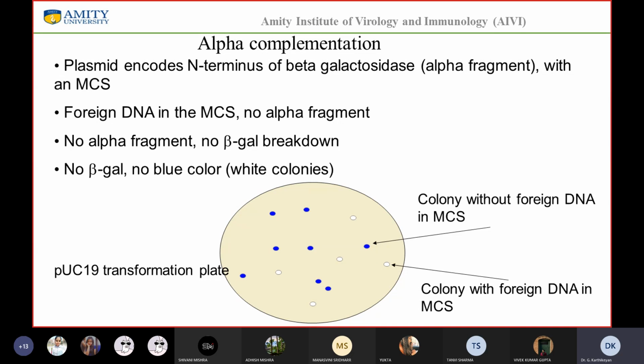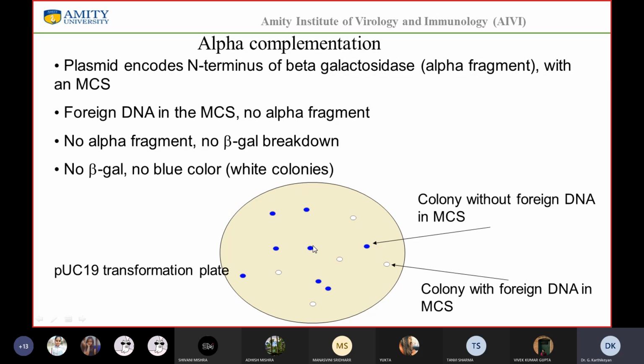So the plasmid DNA encodes the N-terminus end of beta-galactosidase, which is the alpha fragment. When you have your foreign DNA in the alpha fragment, you lose the functionality. You're not going to produce a functional alpha fragment. In the absence of the alpha fragment, the omega domain by itself is not able to function, and therefore there is no beta-galactosidase breakdown, and so you don't get a blue colony. Otherwise, you will get a blue colony. That is why in a petri dish, you will have a mixture of both blue and white colonies.